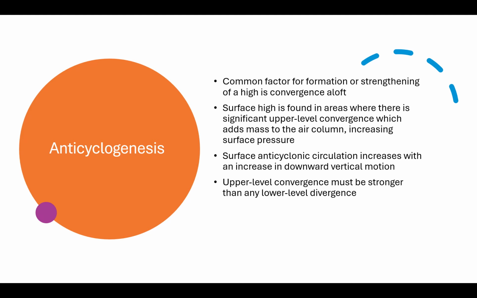You have to add mass to your vertical air column. That's going to result in downward vertical motion, which is going to result in rising surface pressures, which is exactly what anticyclogenesis is about. The surface high is found in areas where there is significant upper level convergence. There's your addition of mass to that vertical air column, which increases surface pressures. Surface anticyclonic circulation is going to increase with an increase in downward vertical motion. And the upper level convergence must remain stronger than the low level divergence for anticyclogenesis to continue.